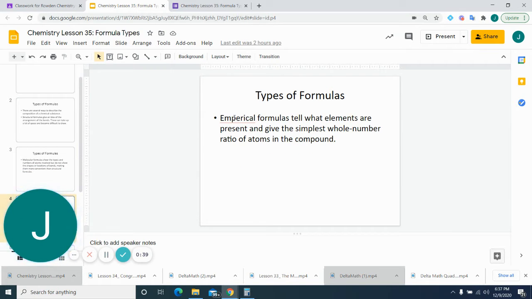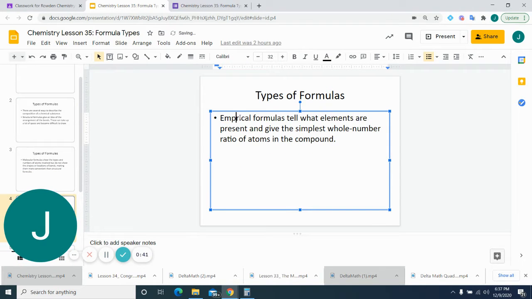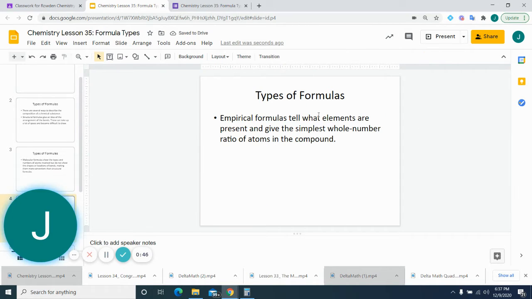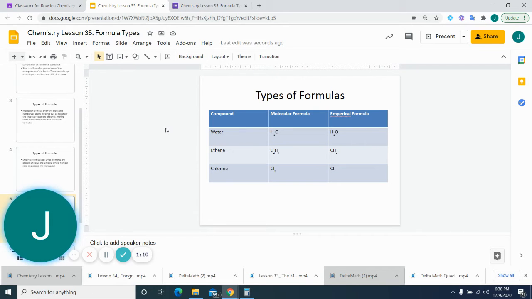And then lastly, an empirical formula. This is actually a typo. An empirical formula tells what elements are present, but gives the simplest whole number ratio of atoms in the compound. An example of a simplest whole number ratio would be if I had a classroom with say 5 boys and 10 girls, I could say I have a 1-to-2 ratio of boys to girls, right? So you can break something down in a ratio, and we can do that with these formulas.